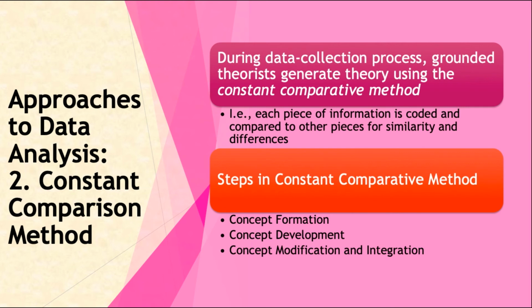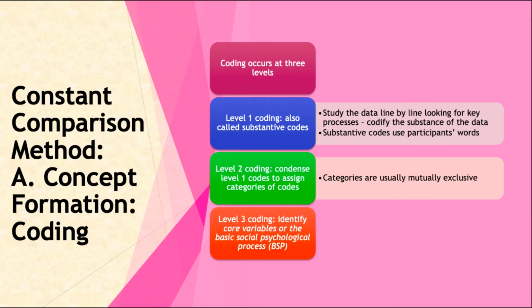Also, we can call them a domain. But this is a code, you call them codes. And you see in that code if there is something similar. The steps in the constant comparative method are concept formation, concept development, then concept modification and integration. Let's go for the first one, concept formation.